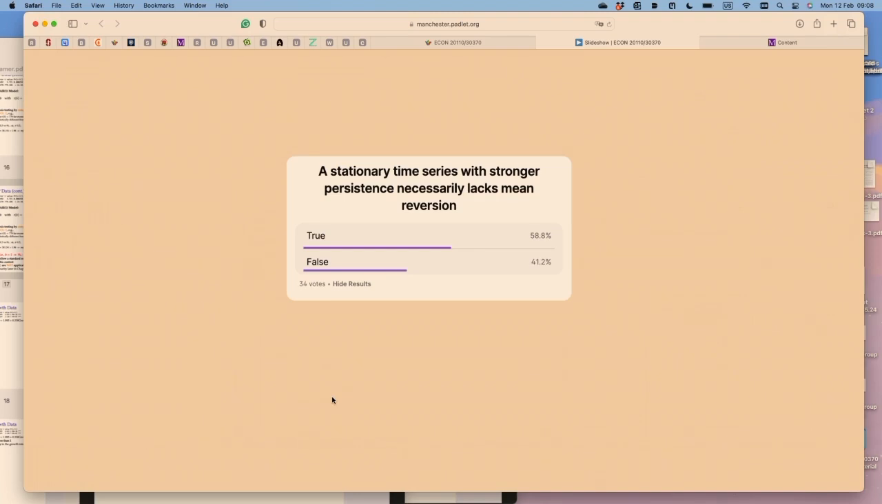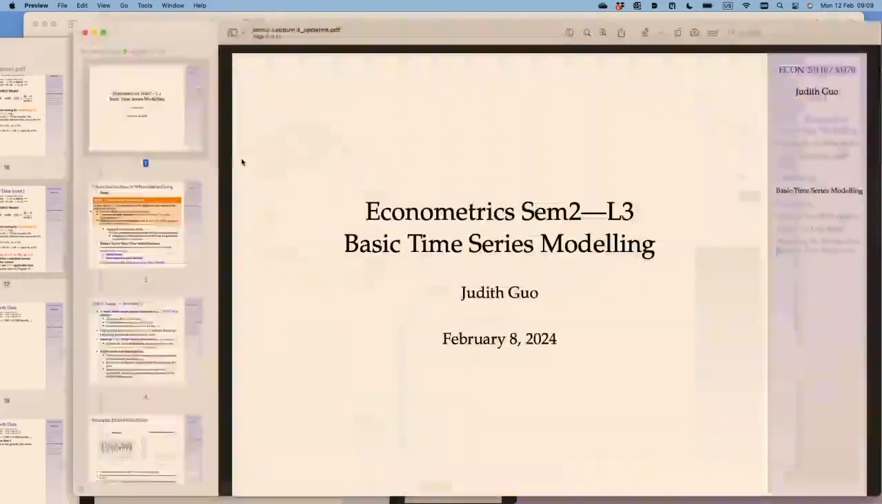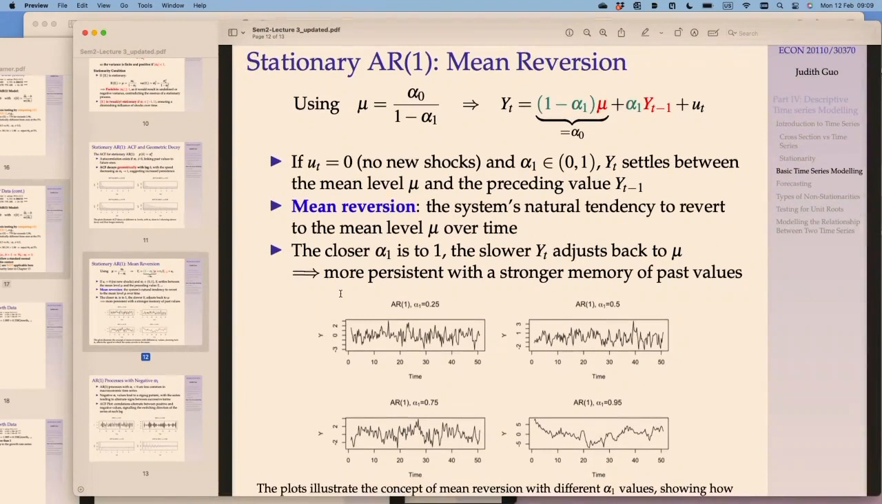A stronger persistence basically means that the past has stronger influence on the future, so it will have a slower rate of mean reversion. But it doesn't mean it will not be mean reverting. So this is a false statement. Stationary time series always have mean reversion. Persistence only relates to the speed of mean reversion. This also relates to what we discussed in, I think, lecture 3. What we said is that the closer alpha 1 is to 1, the slower Y_t adjusts back to its long run mean. A stationary time series always has an alpha 1 that is less than 1 in absolute value, theoretically. So regardless of how large alpha 1 gets, as long as it remains stationary, it must be mean reverting. So this is incorrect.